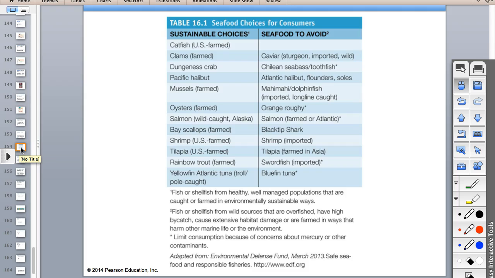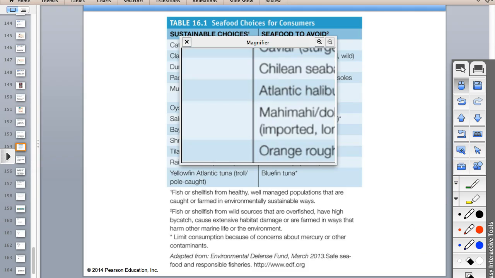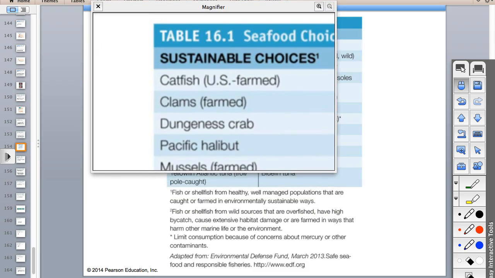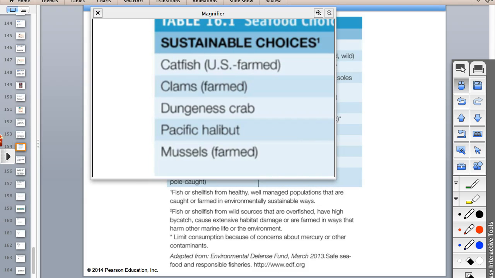Anyway, sustainable choices. Basically, if you do want to eat some fish, I think it's important for you to know this, because AP Environmental Science is great and everything, but you need to know what you can eat. U.S. farm catfish is pretty good. Farm clams, farm shrimp is good. Crab and stuff from Alaska is heavily regulated. That's why it's so expensive, but it's okay to eat.